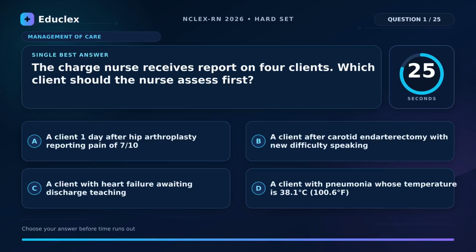Option B. A client after carotid endarterectomy with new difficulty speaking. Option C. A client with heart failure awaiting discharge teaching. Option D. A client with pneumonia whose temperature is 38.1 degrees Celsius, 100.6 degrees Fahrenheit. Your 25-second thinking time starts now.